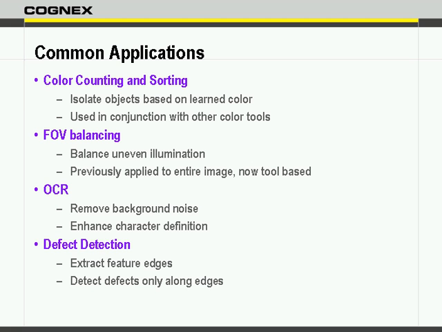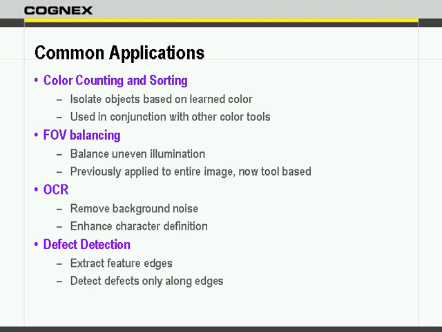FOV balancing, or field of view balancing, is another common one, like we saw on the barcode application. This is for instances when the illumination on your part is not even and you can't really correct it. This could be perhaps because the part itself is a little bit uneven, and it's always going to be that way. It's hard to get a light to correctly illuminate that. You may need to move to a custom light, which may be unreasonable. So FOV balancing can be a good solution.